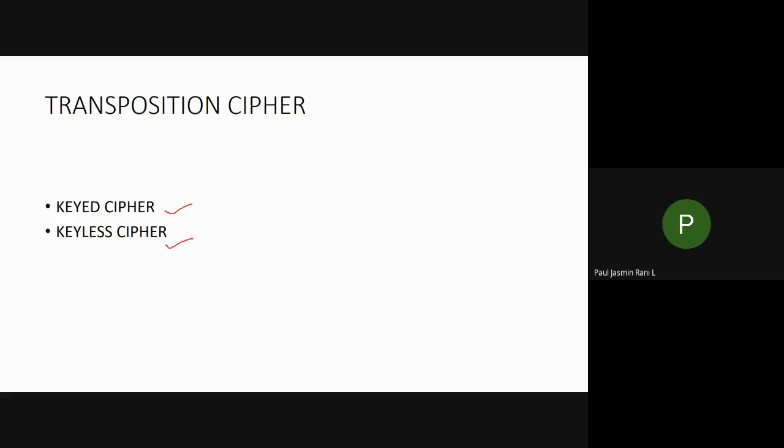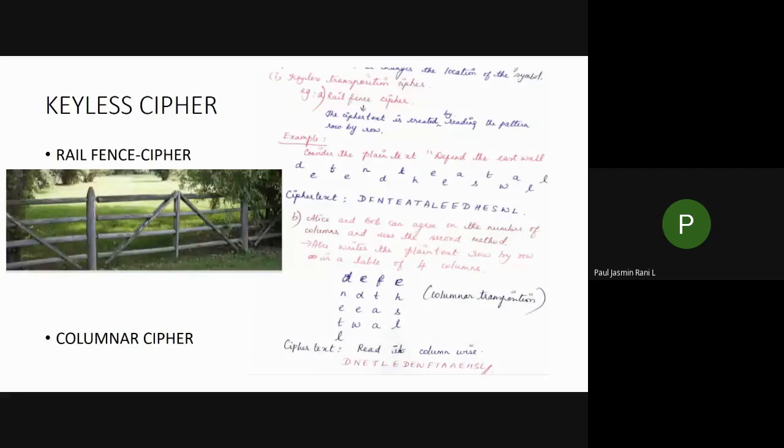So let's see the two methods. First we are going to see the keyless cipher. In the keyless cipher, the first method and a very popular method is rail fence cipher. So rail fence cipher, let us see one example. Let us see that this is your plain text: Define the east wall. So this is the plain text. Without having your key, how can we do an encryption? Let us see this example, define the east wall, DEFEND.